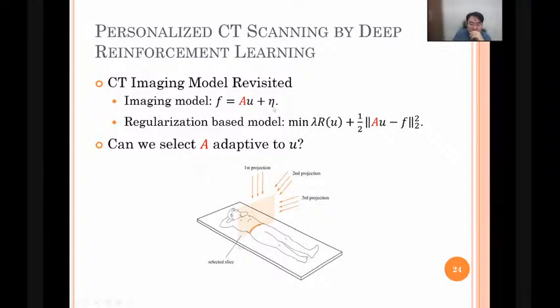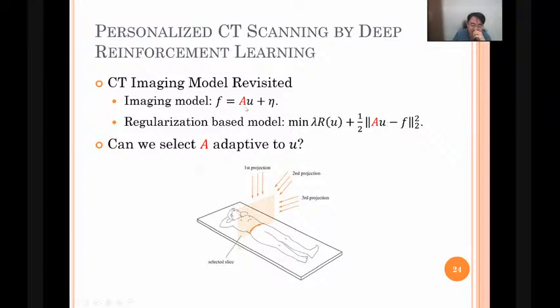So for a typical image reconstruction, we assume that this A is known. For CT, it could be just equiangular scanning, or for compressed sensing, which tells us that A could have some randomness so that you can reduce the number of rows of this A. You can still robustly recover the image data U.